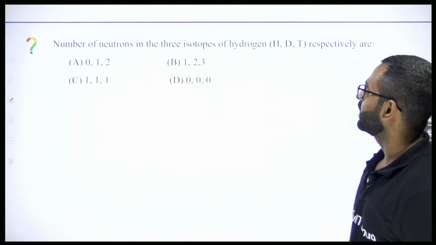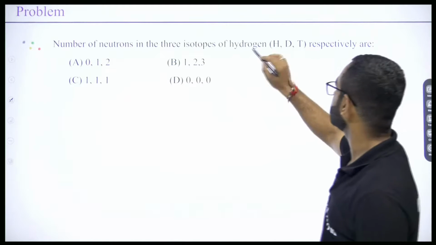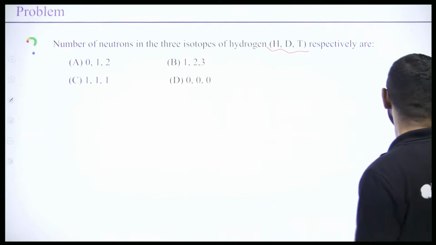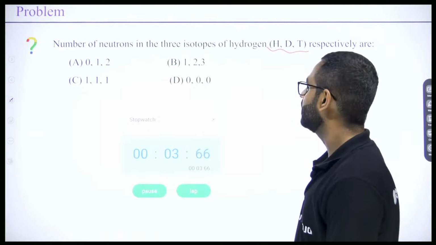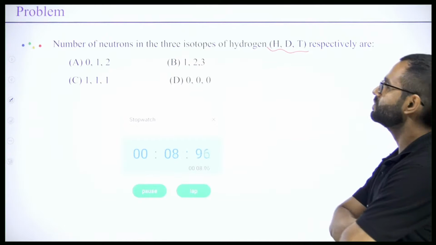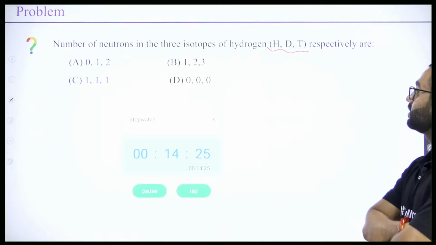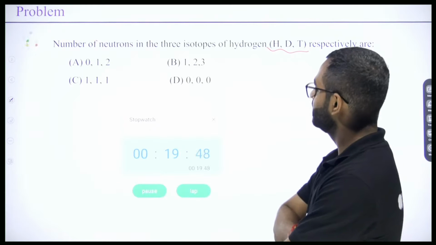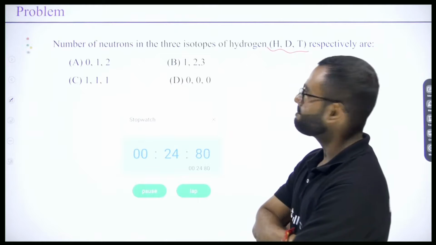Chalo. Next, the number of neutrons in the 3 isotopes of hydrogen are what? Same thing we have done in the theory only. So I'll do one thing, I'll give you 30 seconds. Come up with the right answer quickly. Number of neutrons in 3 isotopes of hydrogen, H, D, T. How many are they? Right. So 10 seconds remaining, and then I will have to solve it for you.